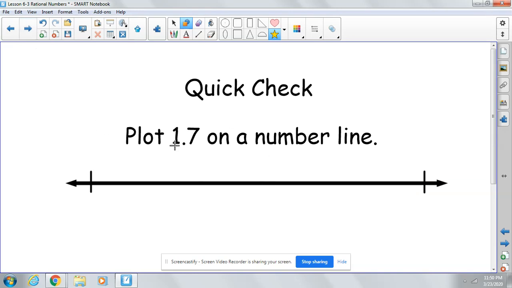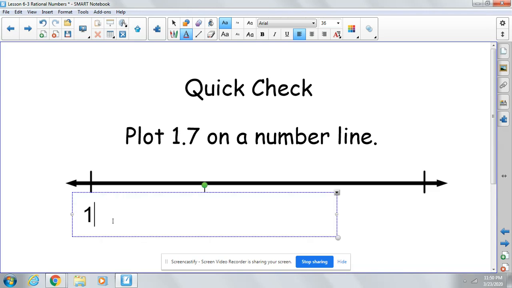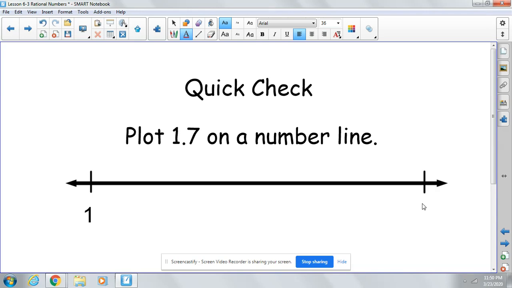All right, in this quick check, you have the point 1.7. We have a positive decimal at this point. So you have to figure out what two numbers 1.7 is between. You can pause it if you want to try this on your own. Okay, here's the answer. 1.7 is between 1 and 2. 1 is less than 2, so I'm going to put 1 on the left. 2 will go on the right.